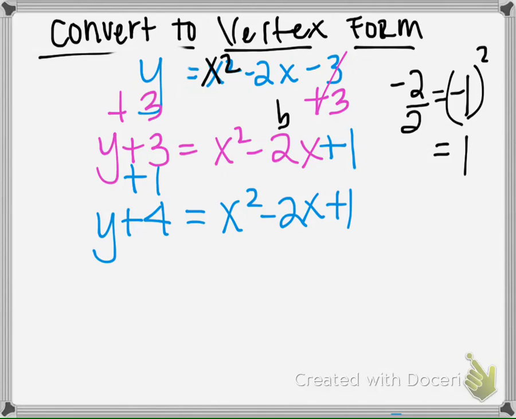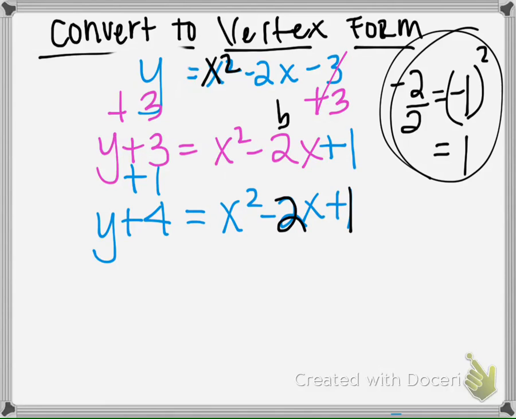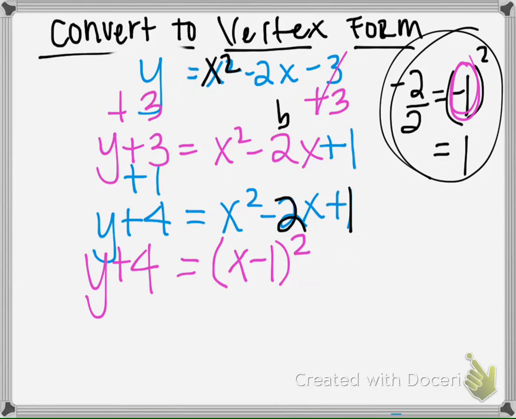And so the reason we just did this here was so that now we can write it in factored form. And when we factor it, what multiplies to 1 and adds to -2, it's going to be our b value right here, the -1. So x minus 1 times x minus 1. And instead of writing it that way, we can write it as x minus 1 squared. And then we're going to subtract 4. And now we have it in vertex form.